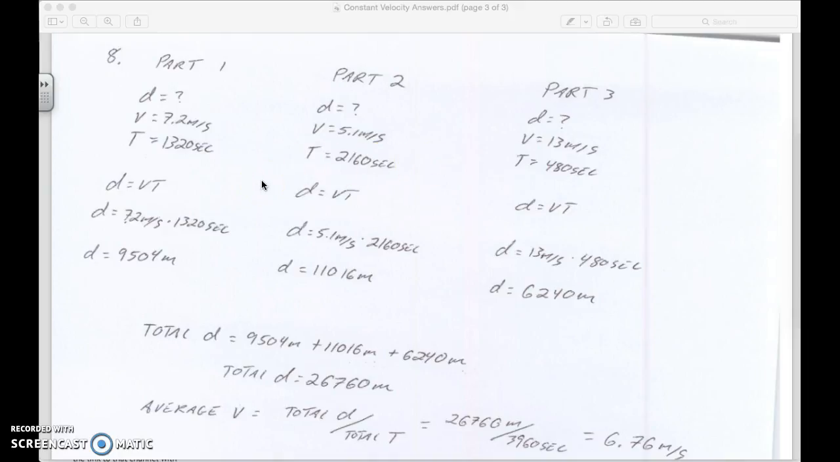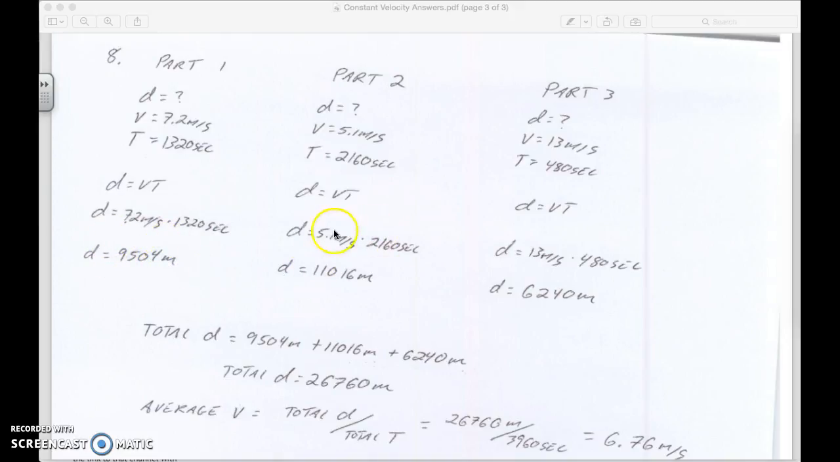So the first part's very easy, the total displacement, total distance. They can be used interchangeably in this one because they've only gone in one direction. And that's going to be D equals velocity multiplied by time. We just have to do that for each part. So we take part 1 velocity multiplied by part 1 time for 9,504 meters.